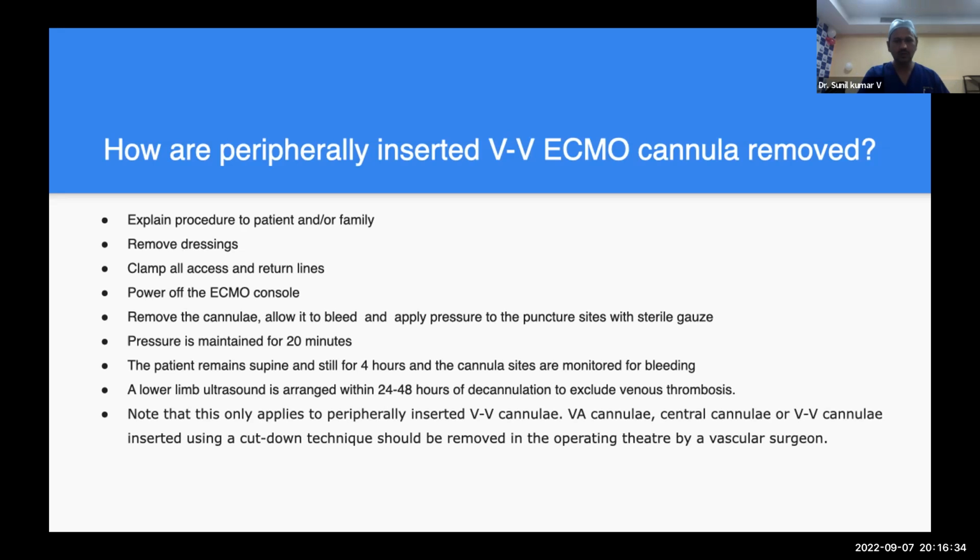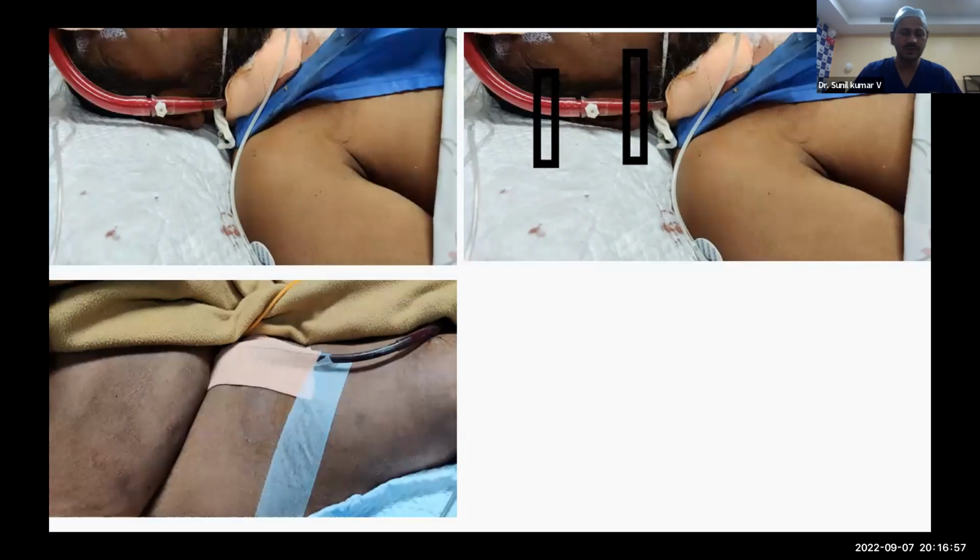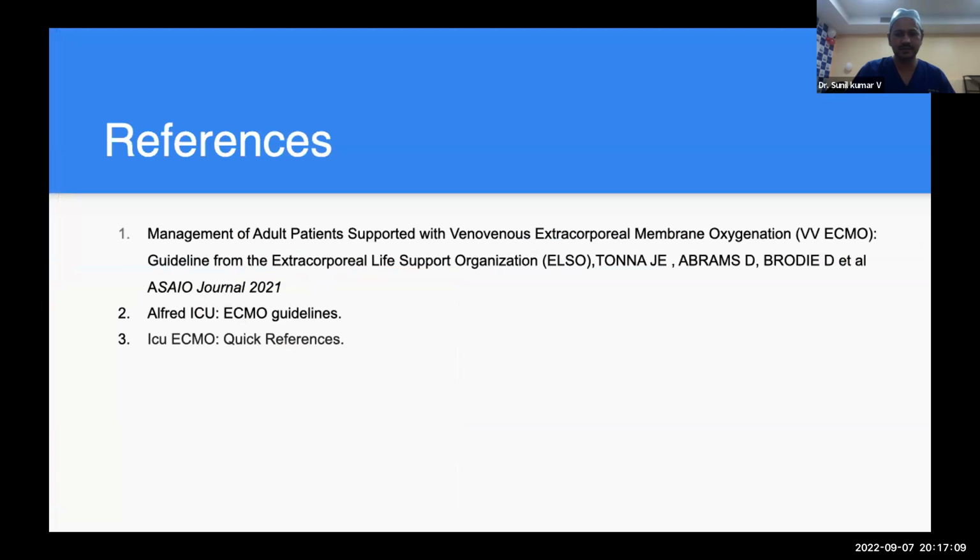venous thrombosis. Whatever we have discussed till now doesn't apply to central ECMOs, VA ECMOs, and cut-down techniques, which have to be taken to the theater and handled by a surgeon. So this was our patient. As you can see, the cannula has been clamped and taken off. So these are my references.